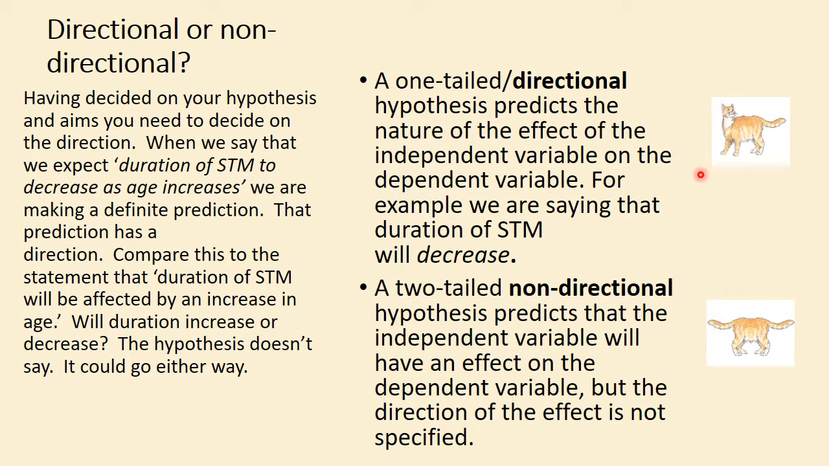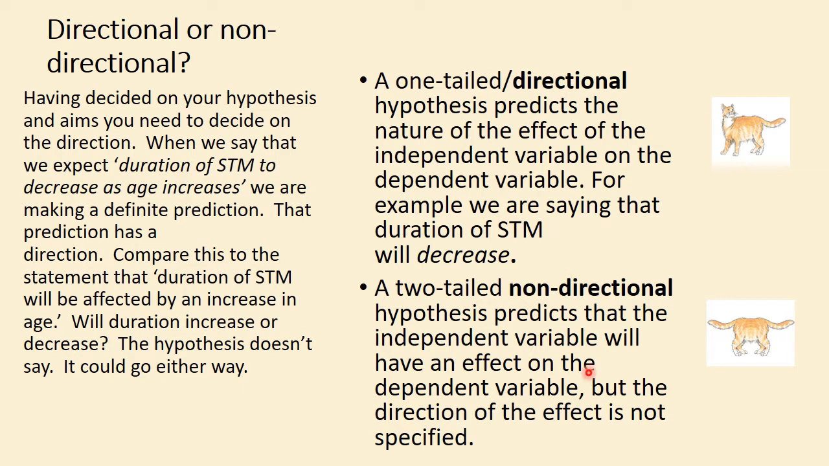And it says that you know specifically what effect the IV is going to have on the DV. It will decrease. So generally speaking, if the hypothesis has a phrase in it that shows direction, increase, decrease, higher, lower, more, fewer, any of these sort of words, then that is a direction. That is a prediction of an exact result.